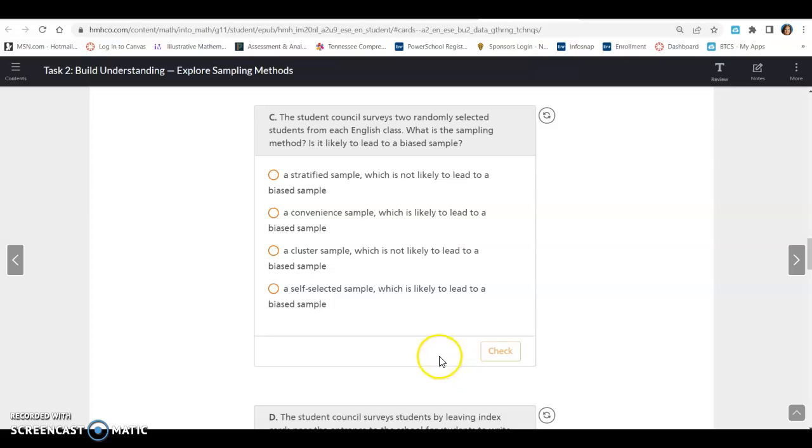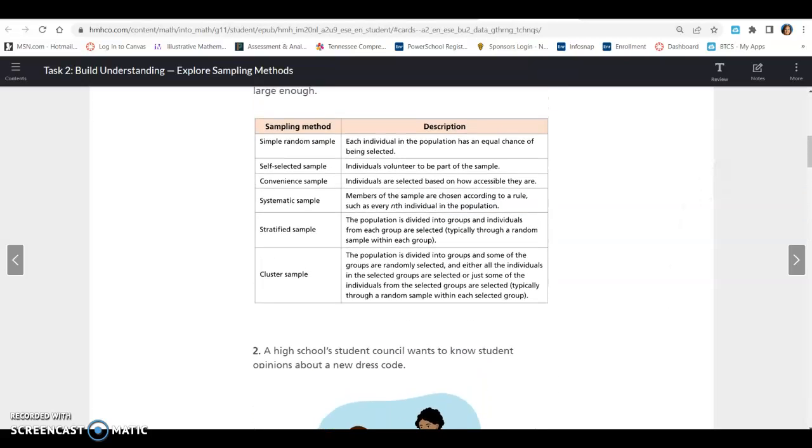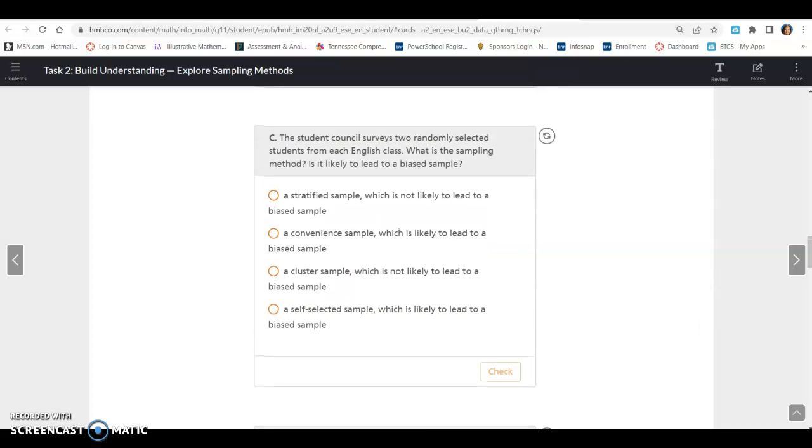All right, this would be a stratified sample. Let's see. Let's review what these were. All right, divided into groups and individuals from each group. Okay, so a stratified sample, if they're choosing 2 people from each English, everybody in the school has to take English, and they choose 2 people randomly from each English class, that would be called a stratified sample.